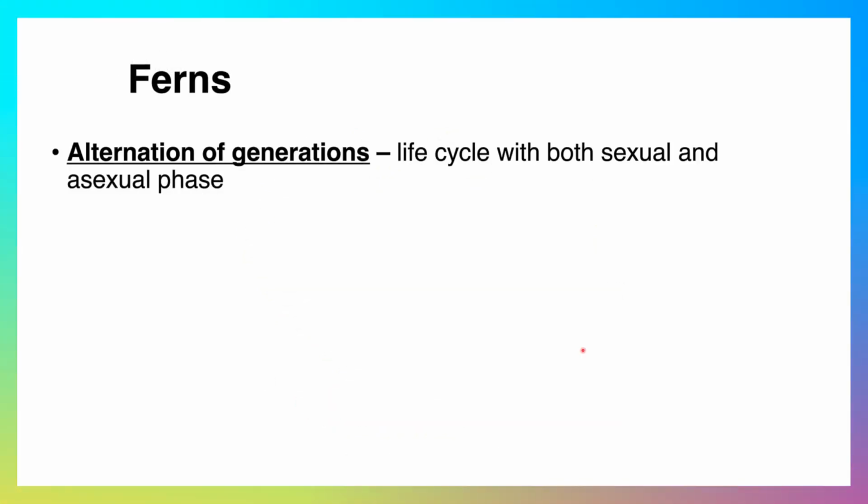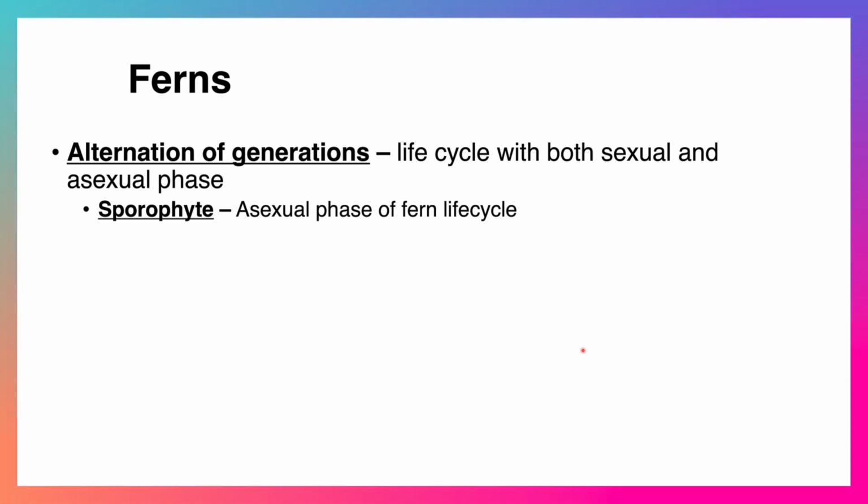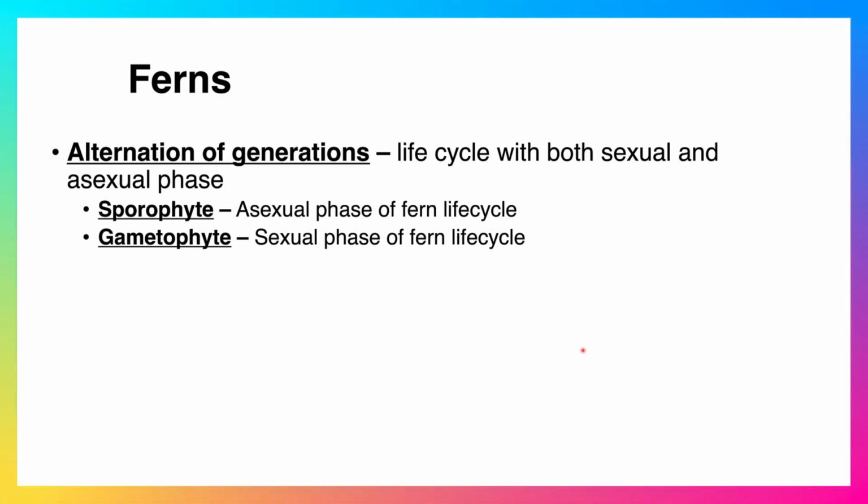Now, ferns reproduce according to something known as an alternation of generations. Alternation of generations is when a plant or animal has a life cycle that has both a sexual and an asexual phase. The sporophyte is the asexual phase of the fern life cycle, and spores are produced that produce the gametophyte. The gametophyte is the sexual phase of the fern life cycle. When those two unite, then you form another sporophyte.